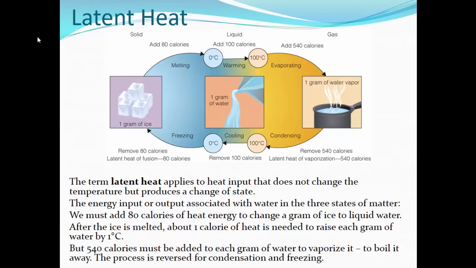The term latent heat applies to the heat input that does not change the temperature but produces a change of state. The energy input or output associated with water and the three states of matter. We must add 80 calories of heat to change a gram of ice to liquid water. After the ice is melted, about 1 calorie of heat is needed to raise each gram of water by 1 degree Celsius. But 540 calories must be added to each gram of water to vaporize it, to boil it away. The process is the reverse for condensation and freezing.